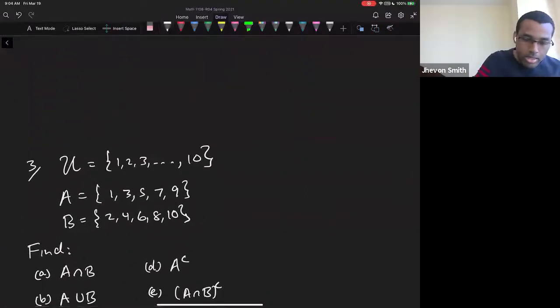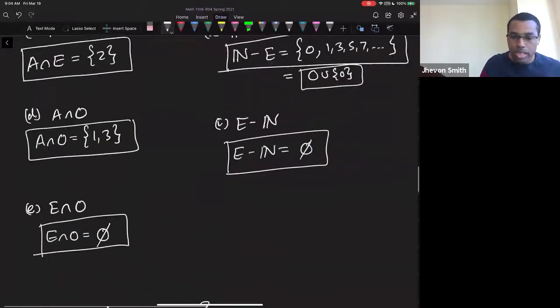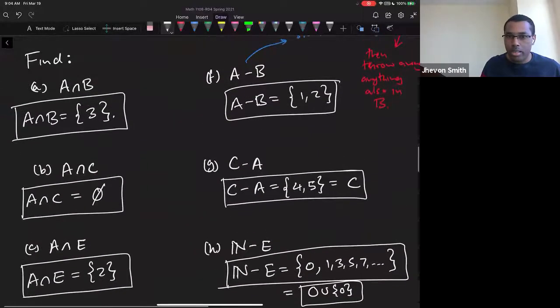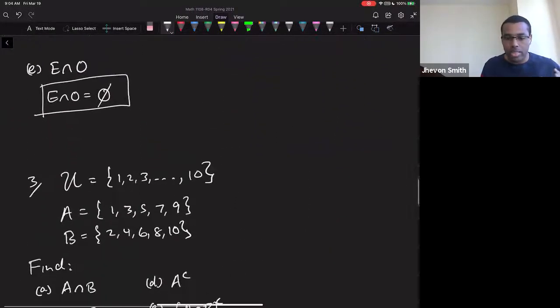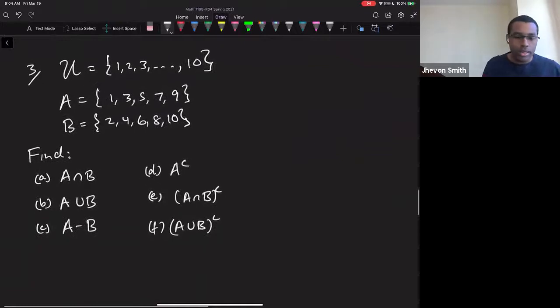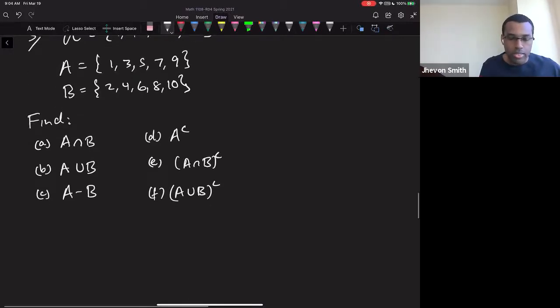Hopefully that is making it conceptually a little more clear what these definitions actually mean. What does it mean to subtract one set from another? It's not the same thing as you would think with numbers. You start with the first set and then throw away anything that's also in the second set, and this leaves you with another set.